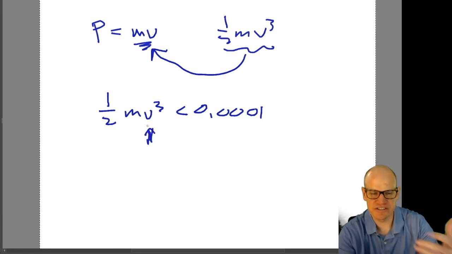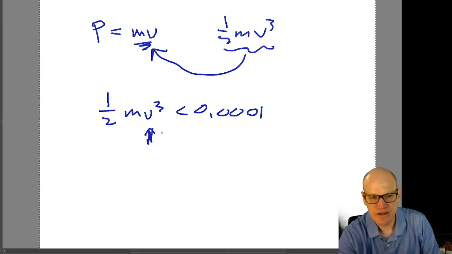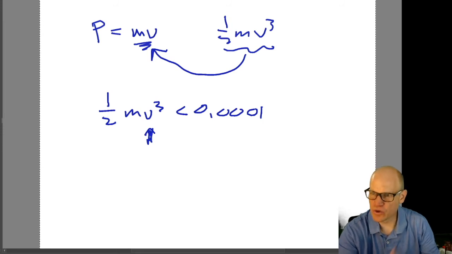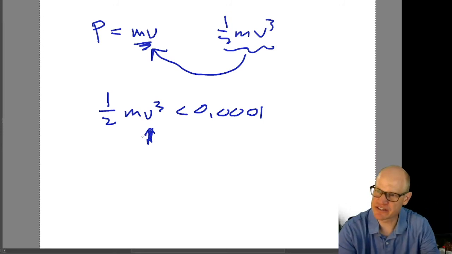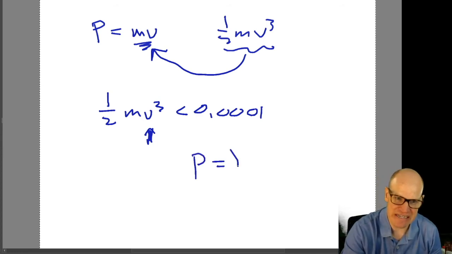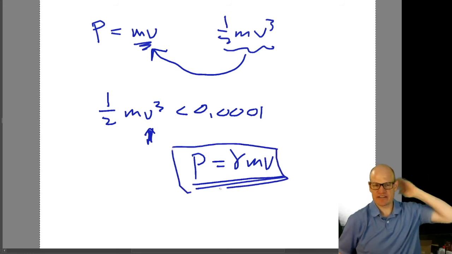Once you get the velocities bigger than whatever that quantity happens to be, so you have your mass, you put it in here, whatever velocity that corresponds to, once you cross that velocity, then you have to take into account the fact that that actual momentum is gamma mv. Okay, so anyways, gamma mv, that's how that works.